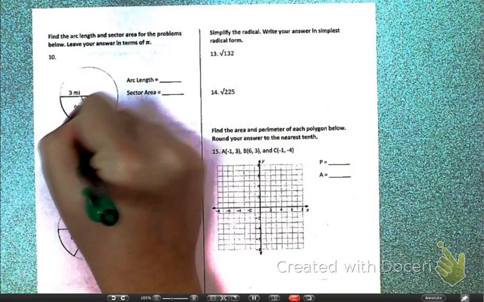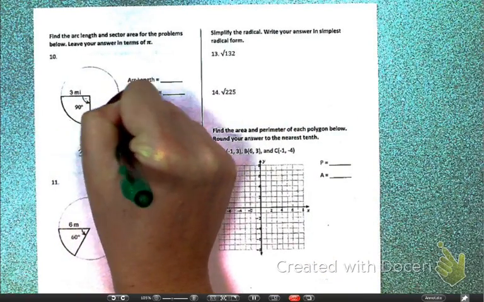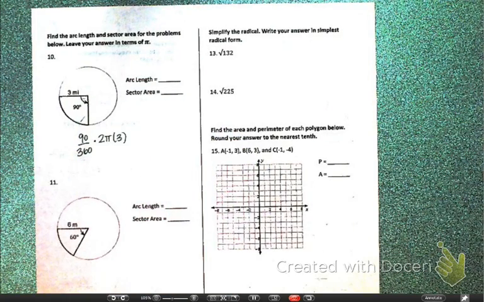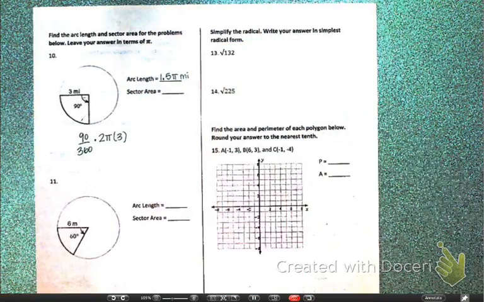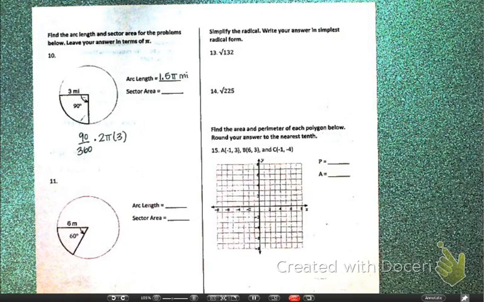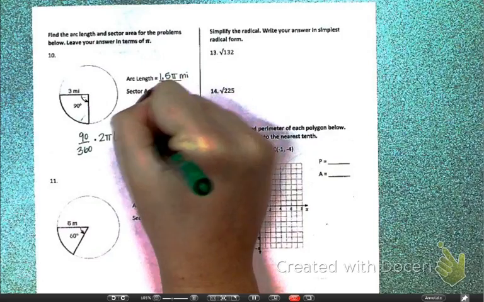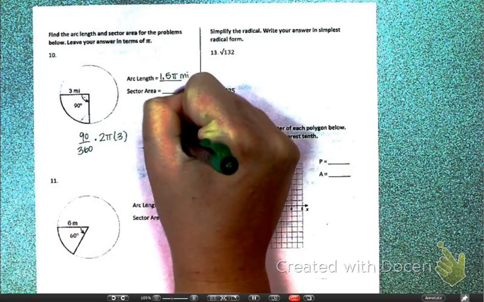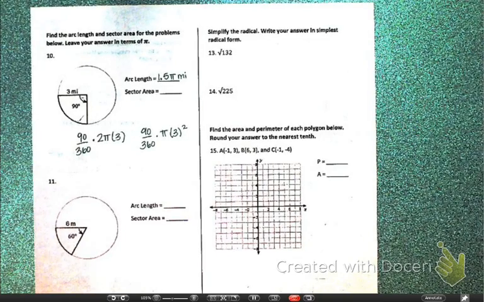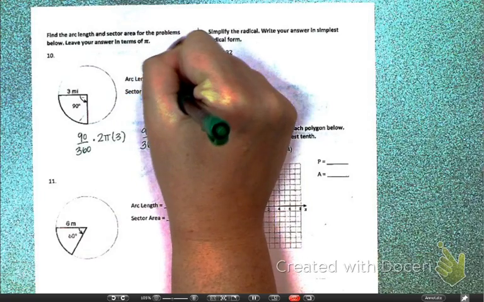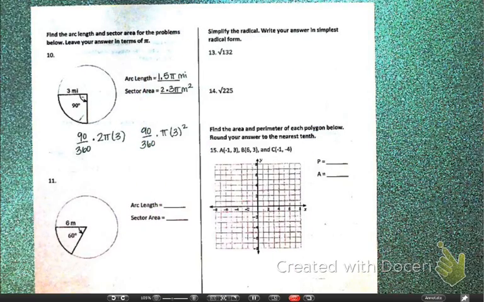Arc length. 90 over 360 times 2 times pi times the radius. When you plug that in, you end up with 1.5 pi miles. Sector area, 90 over 360 times pi times the radius squared. When this one gets plugged in, you end up with 2.3 pi miles squared.